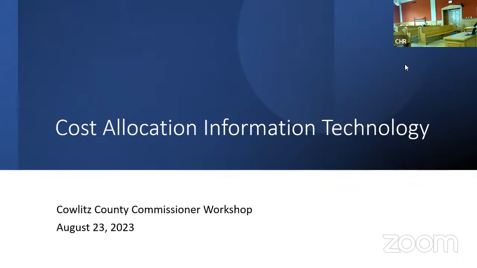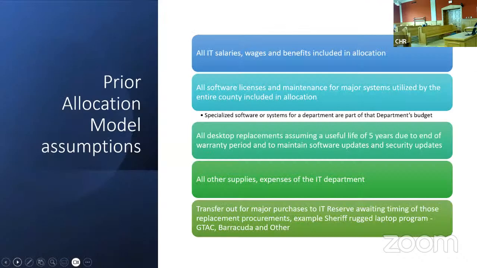Okay, so the cost allocation information for technology, I've handed out to you. In our prior models, we pretty much had included all of the costs for salaries, wages, and benefits, all software licenses and maintenance agreements for all of our major systems utilized by the entire county. Some specialized software would not be included in that.